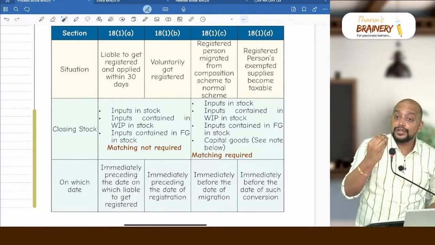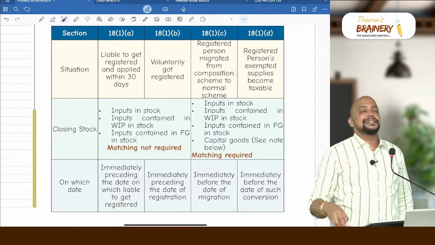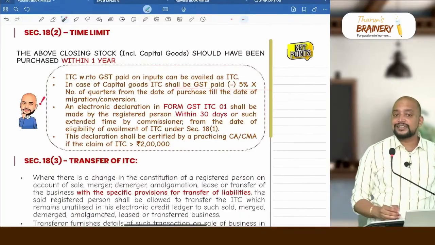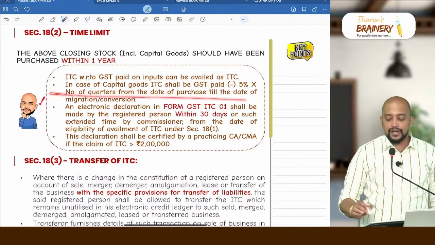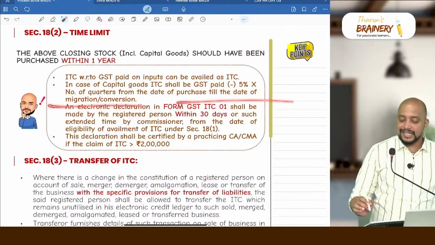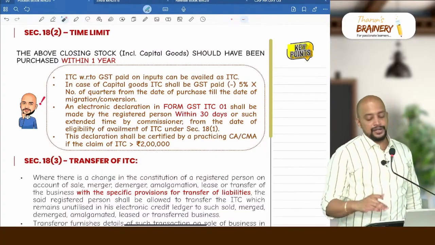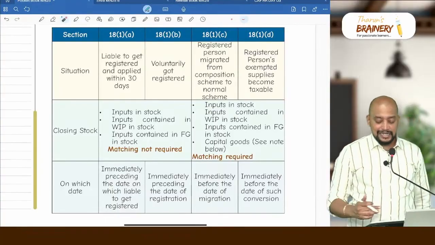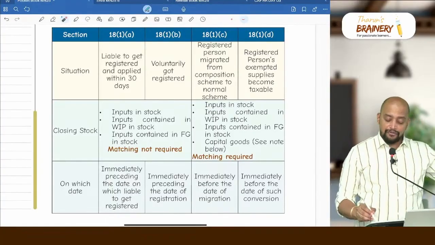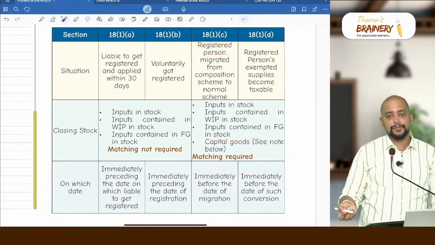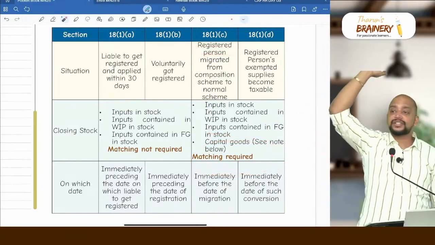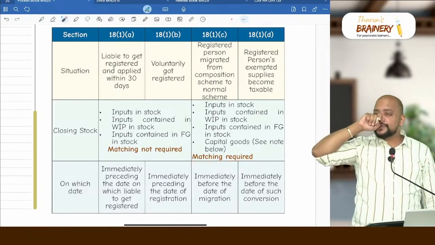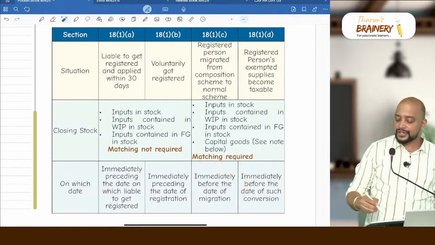Even on capital goods they can take ITC. But how much ITC can they take on capital goods? On capital goods they can take GST paid minus 5% for every quarter or part thereof, from the date of purchase till the date of migration or conversion. Like usual depreciation of 5% we reduce, like that we can reduce and take ITC. Whether matching is required or not, of course matching is required, because he is a registered person. Even at the time when he was under composition scheme, he was a registered person. So matching is required. Which date closing stock should be taken? Immediately before the date of migration.